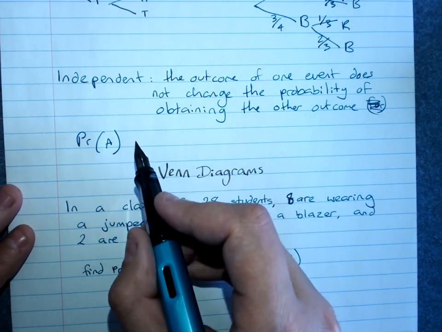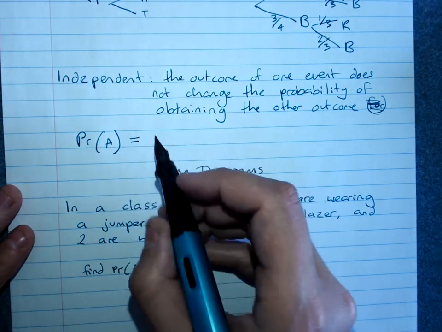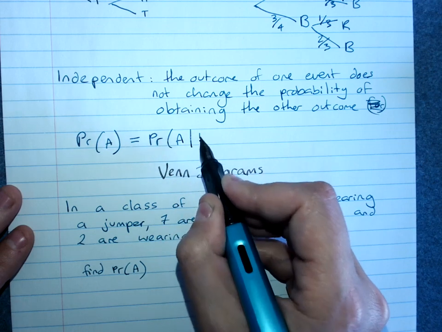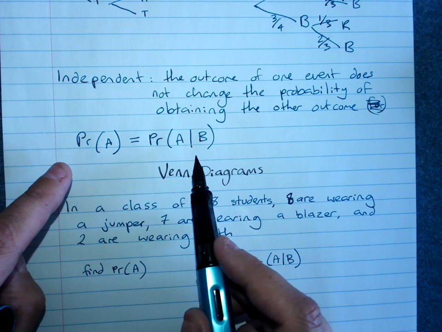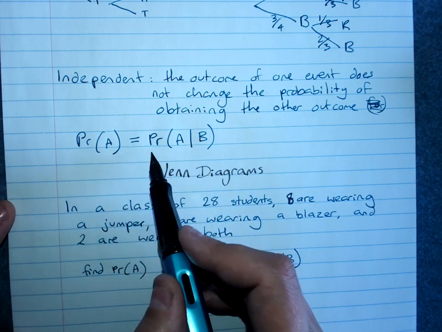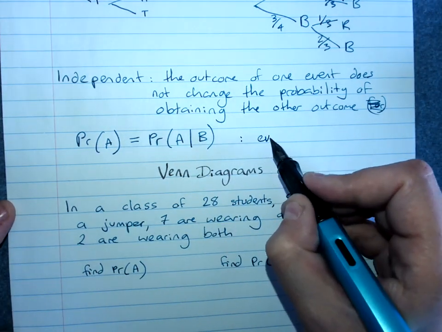Probability of A isn't changed by what happens with B, so it will be the same as the probability of A given that B happened. So this rule, if the probability of A is equal to the probability of A given B, then the events are independent.